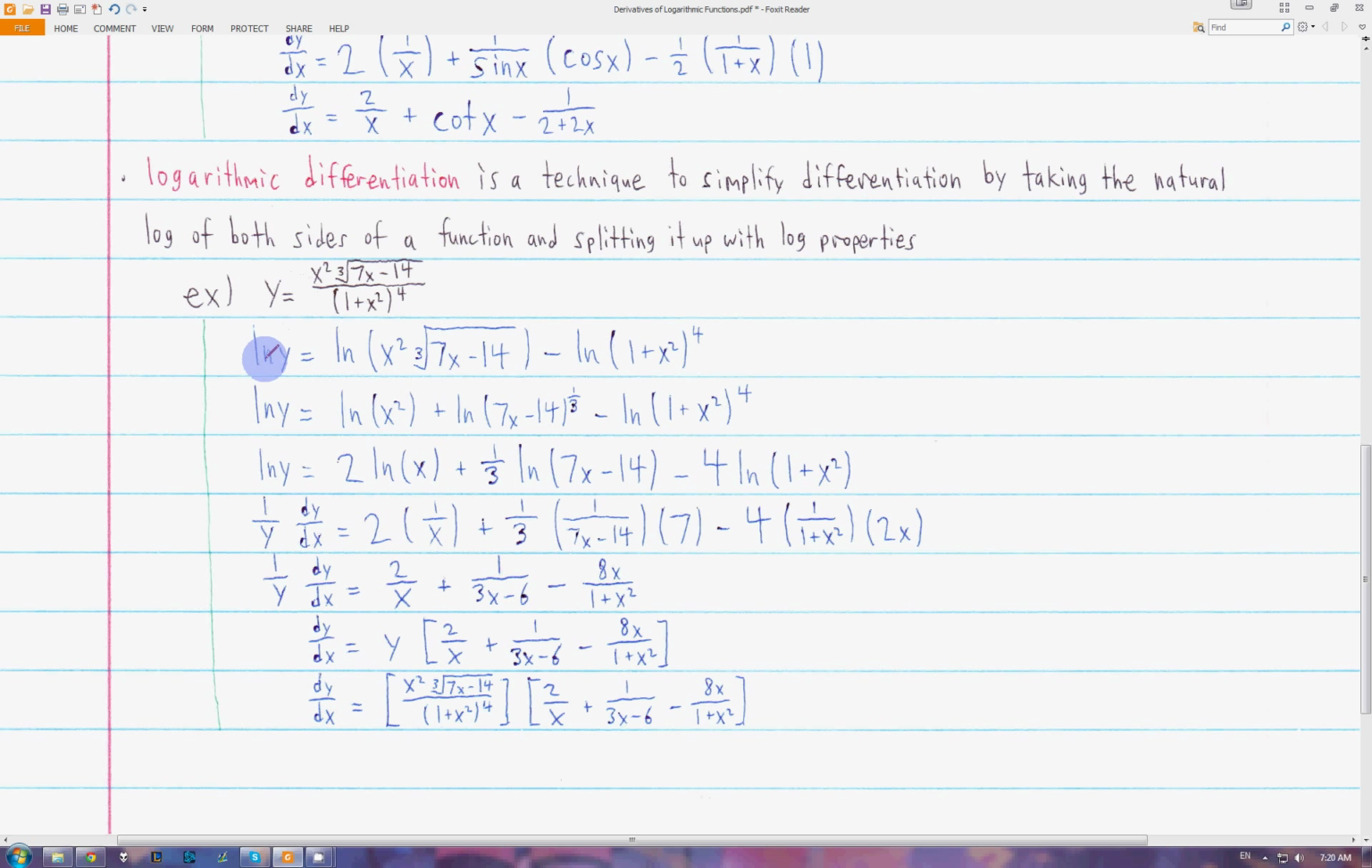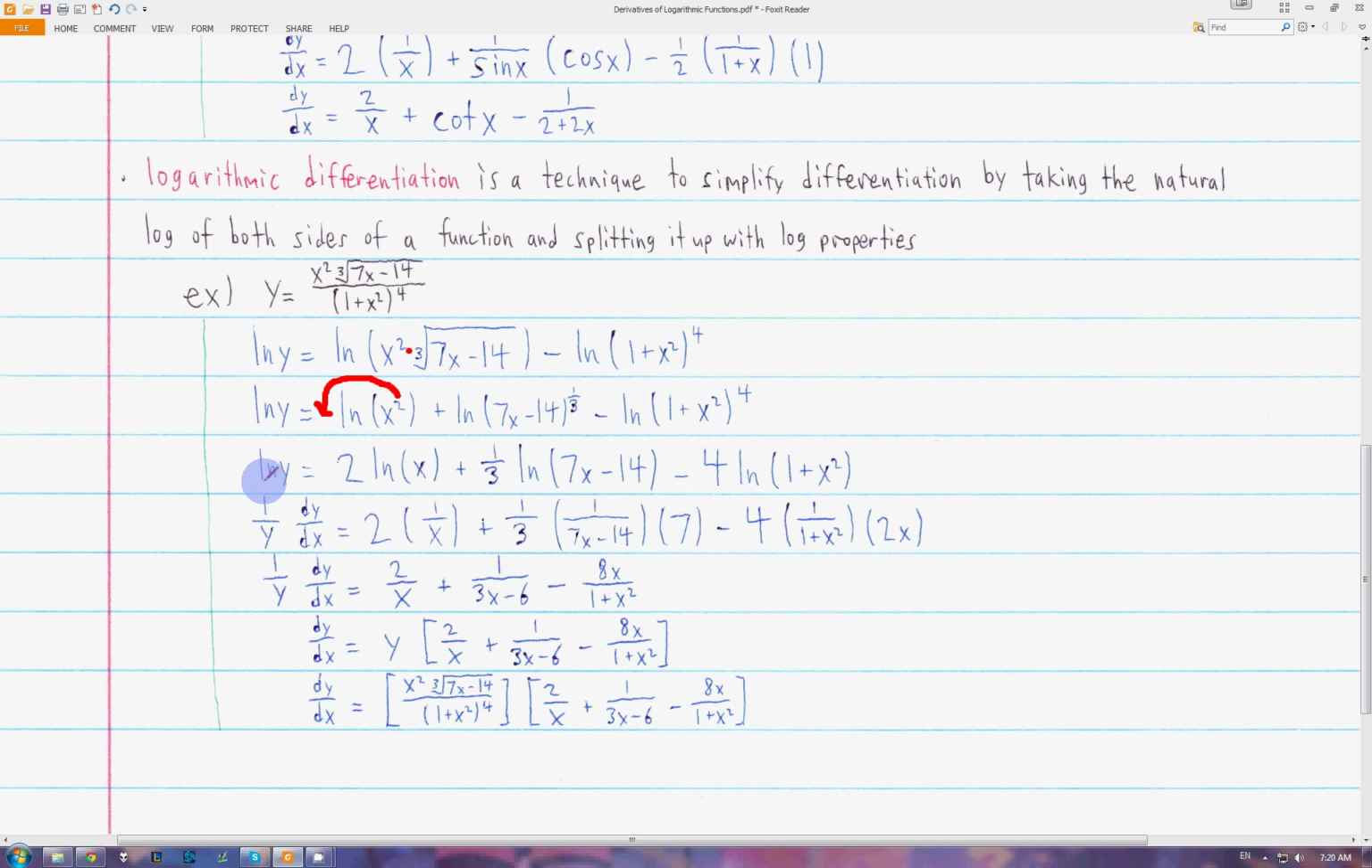So we have the ln of y, and then I went ahead and split it up into the ln of the numerator minus the ln of the denominator. And then we can split this part up because it's a product, so we can split it up into addition of logs. And then now we can go ahead and move all the exponents down to a coefficient. So this is as far as we can simplify it. So now we can go ahead and take the derivative of both sides.